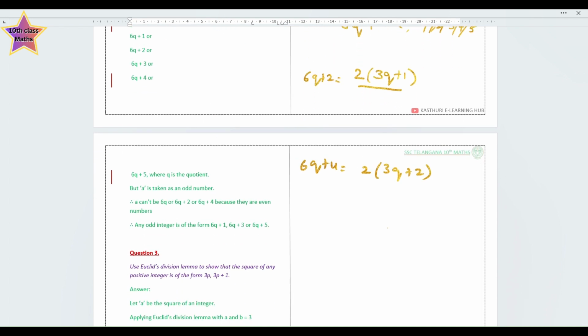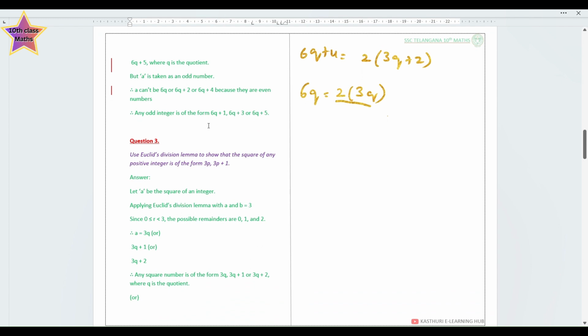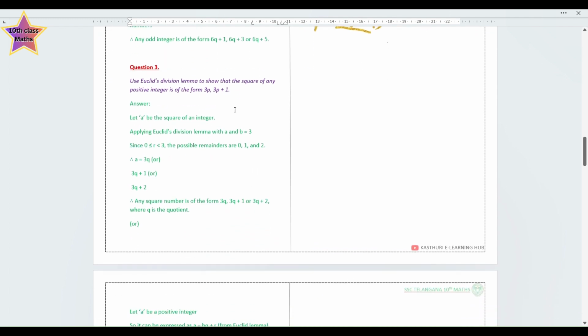Okay. So, the same way 6q also. 6q, how would we write? 2 into 3q. This is also divisible by 2. This is also not an odd number. So, excluding these three, we have to see the other ones, which are nothing but 6q plus 1, 6q plus 3 and 6q plus 5. Okay, so those are the odd integers. So any odd integer is of the form 6q plus 1, 6q plus 3 or 6q plus 5.